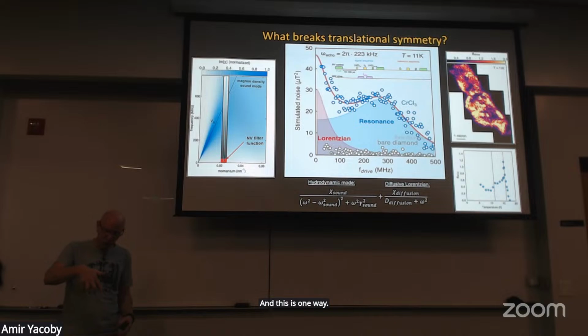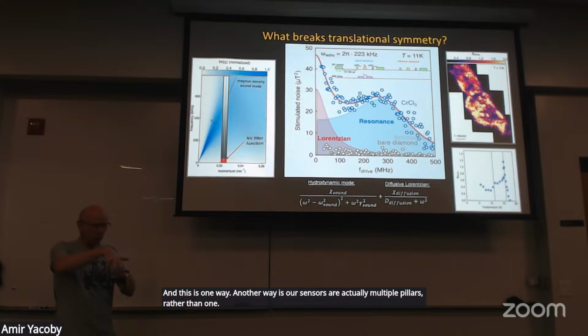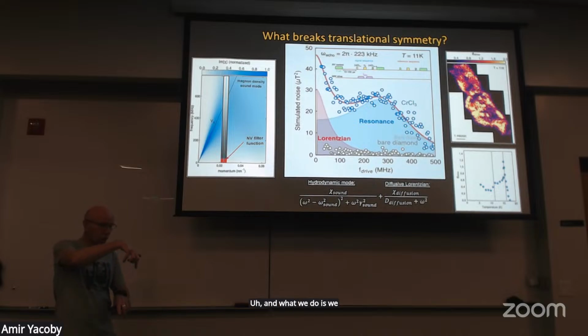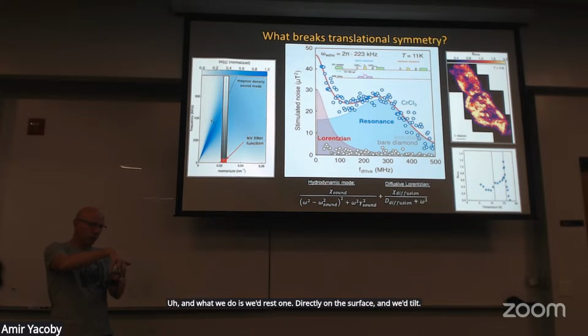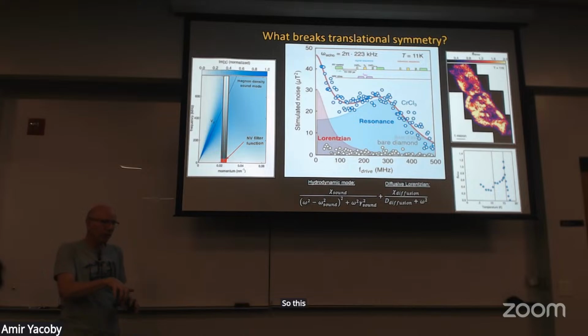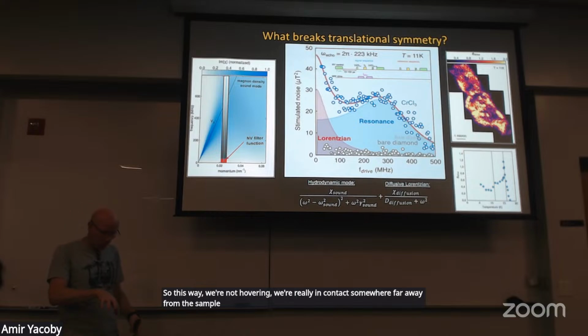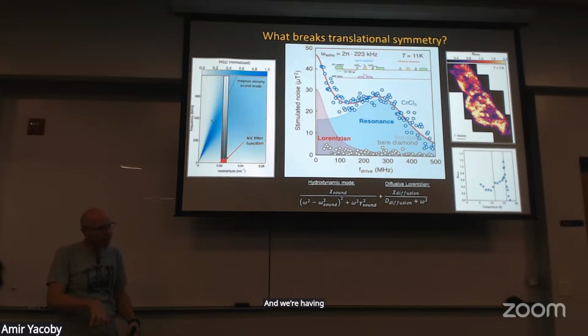And this is one way. Another way is our sensors are actually multiple pillars rather than one. And what we do is we rest one directly on the surface and we tilt the others to be at a desired distance from the sample. So this way we're not hovering, we're really in contact somewhere far away from the sample, and we're having a different pillar that is being used to probe at a different location.